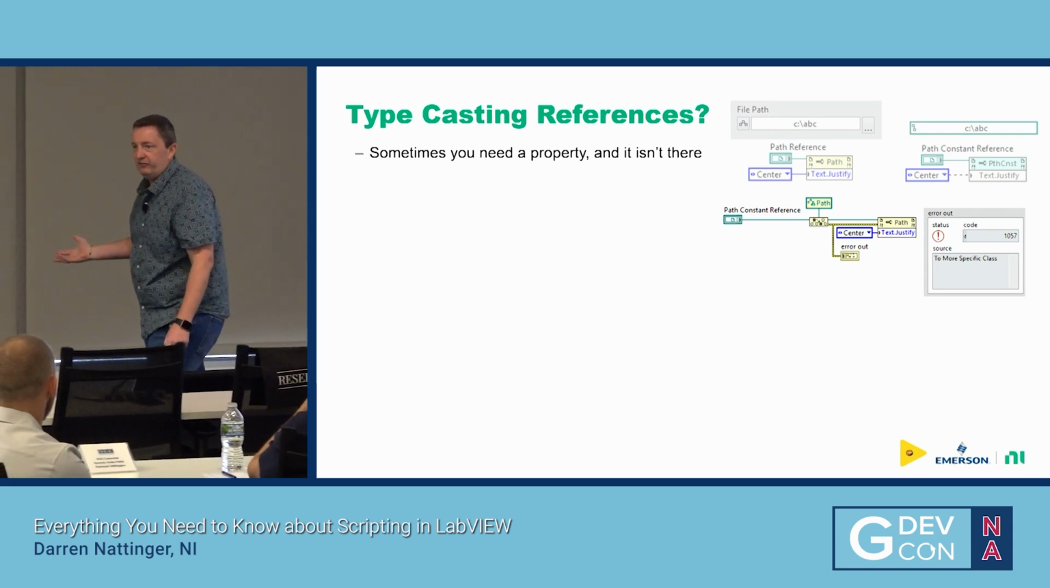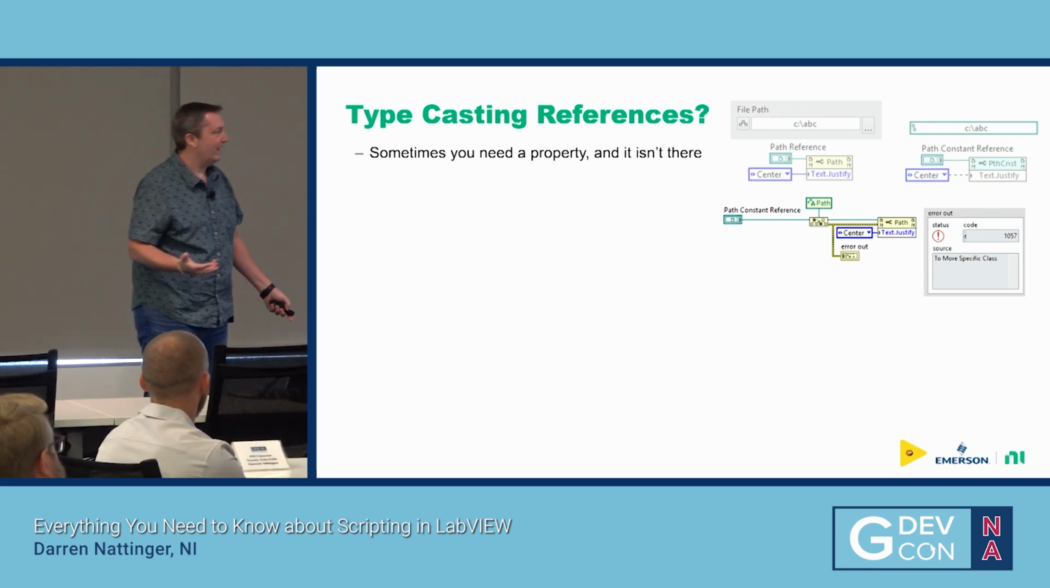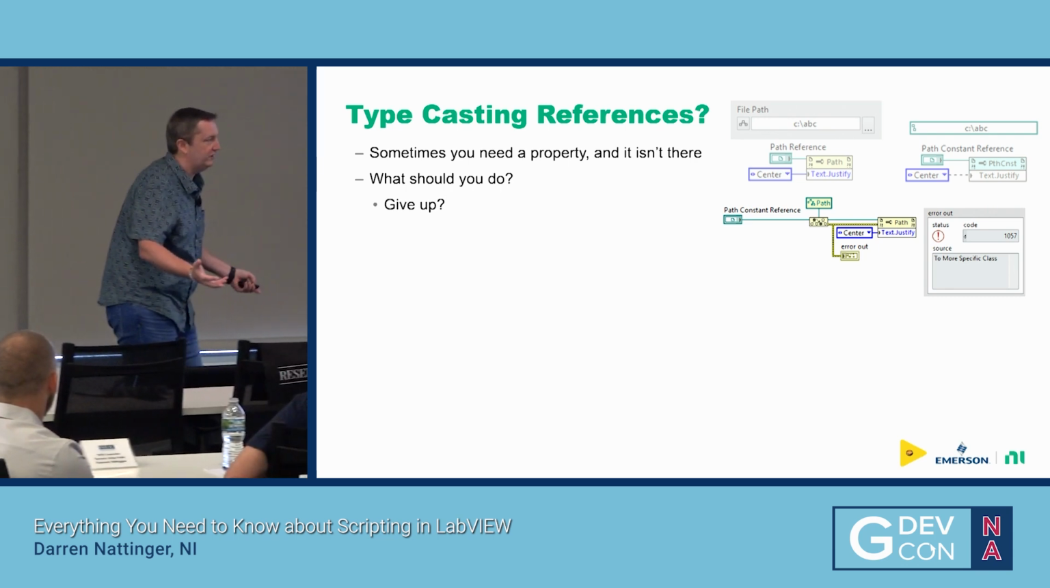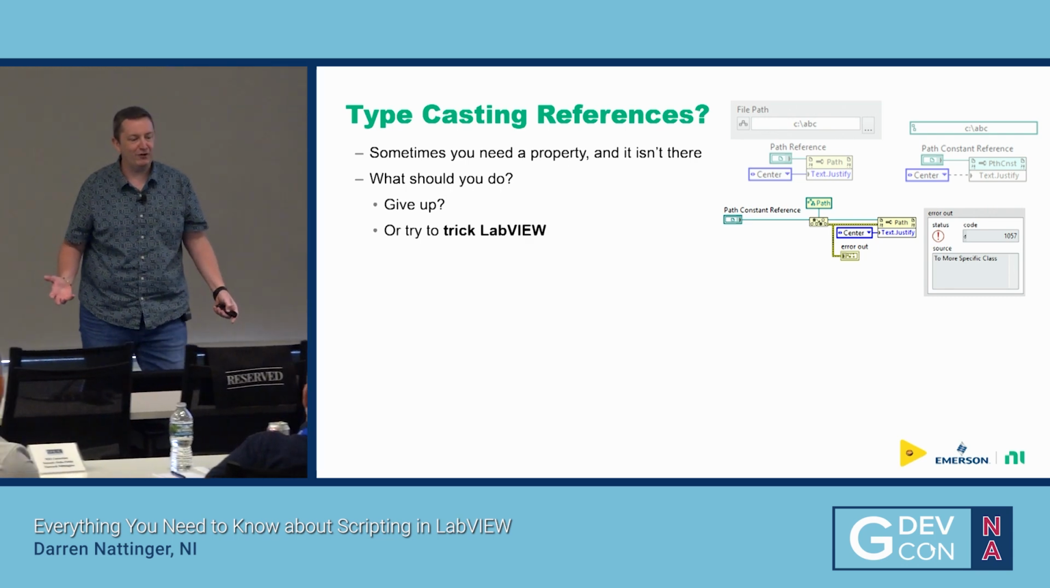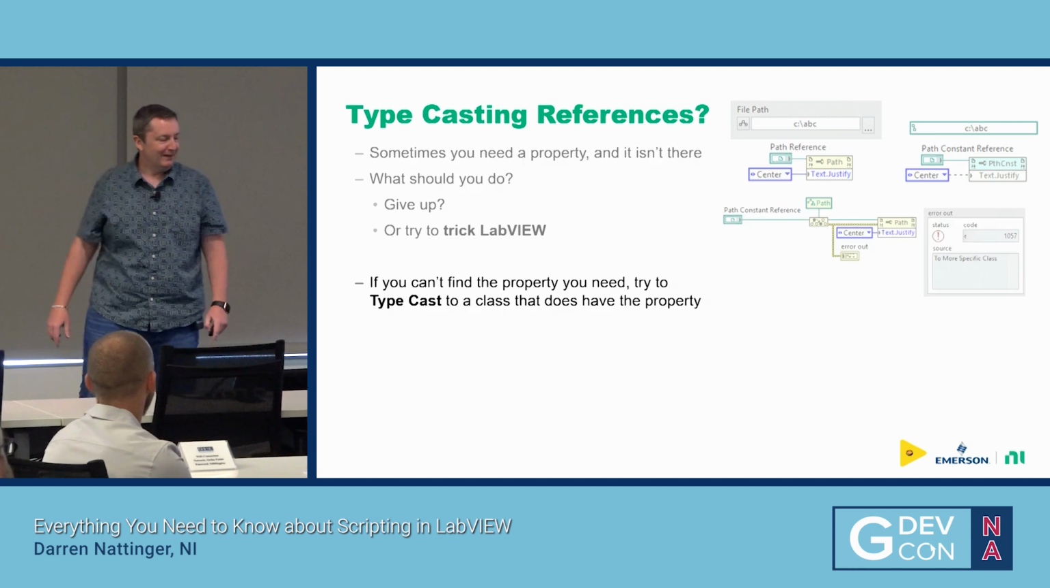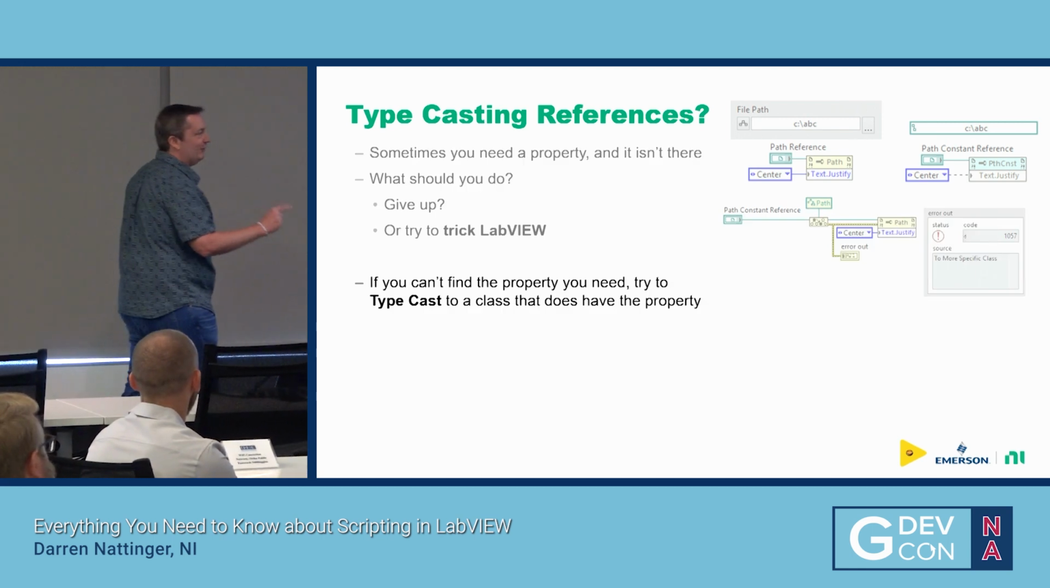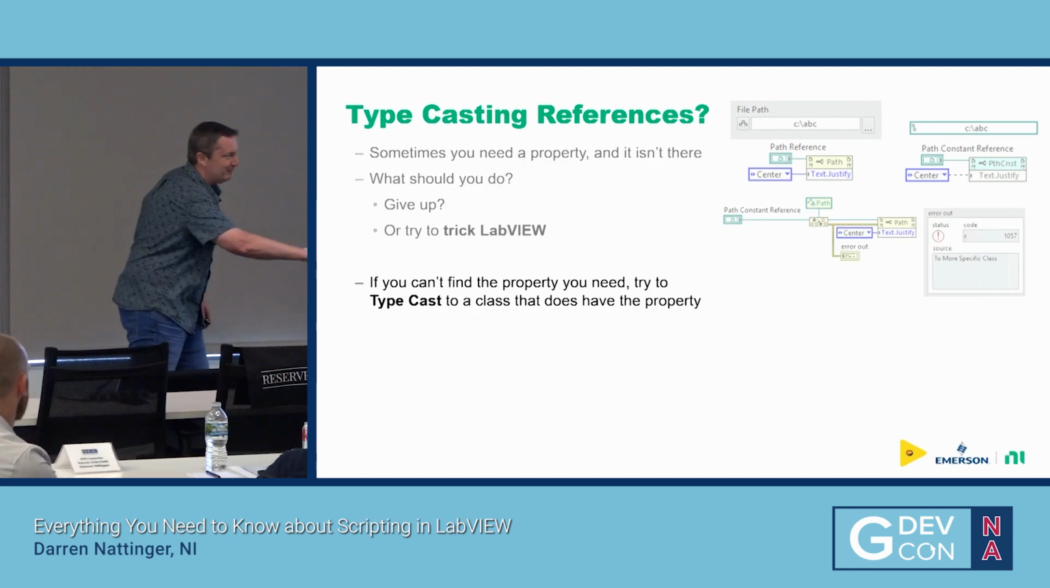So what happens when you run into the situation where there's a property that you need and you don't have it, and it's not there? Should you give up? No, you shouldn't give up. You should try to trick LabVIEW. So if you can't find the property that you need, try the typecast function.